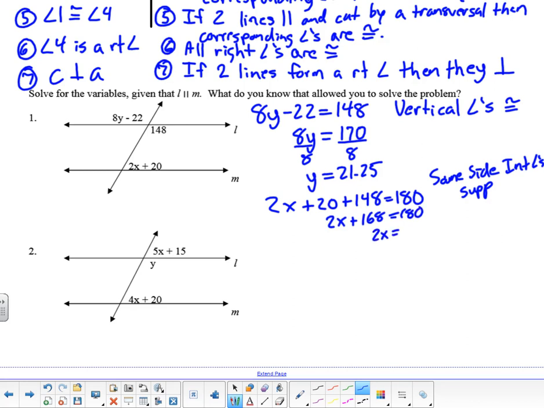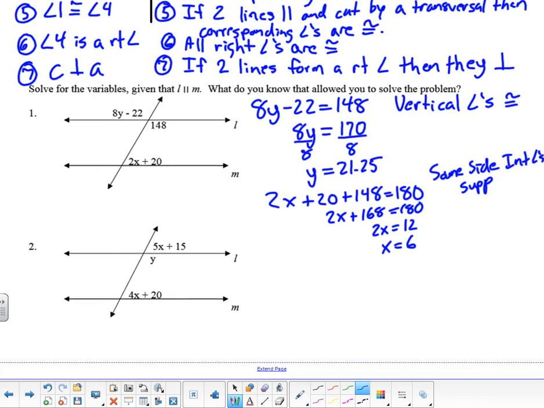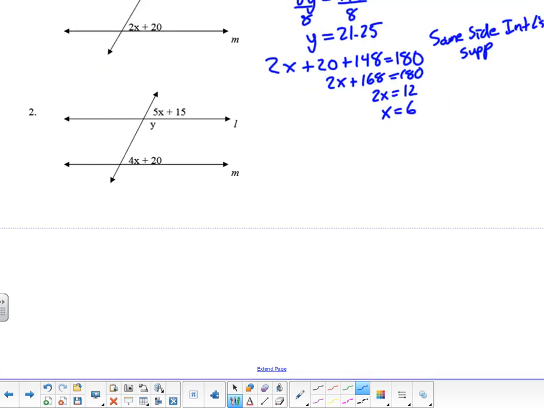Subtract 168 from 180, and we get 12. Divide by 2, and you get 6. Okay. So just reviewing some more things, getting familiar with angle pairs. All right, here in this one, this angle and this angle, those two are equal to each other.